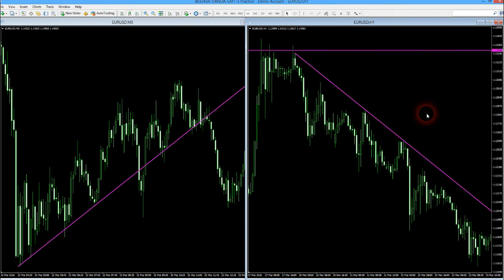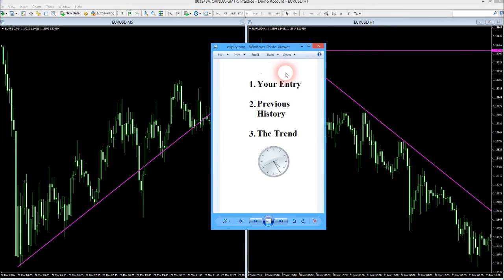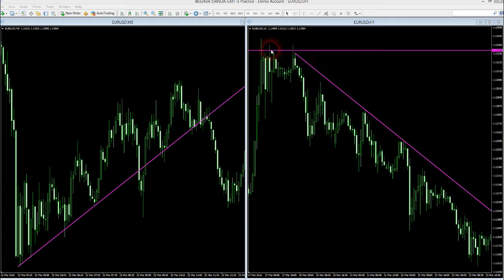Okay, so now that you know what time frames are, let's take a look at our picture again. Alright, we said that the first thing your expiry depends on is your entry. So what does that mean? That means when you execute the trade.